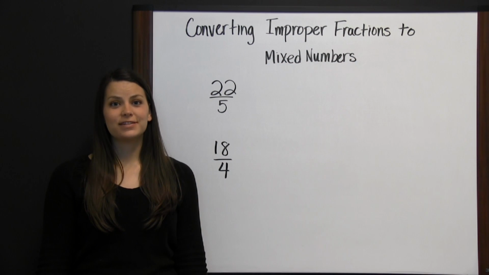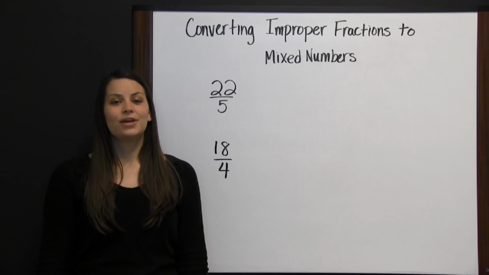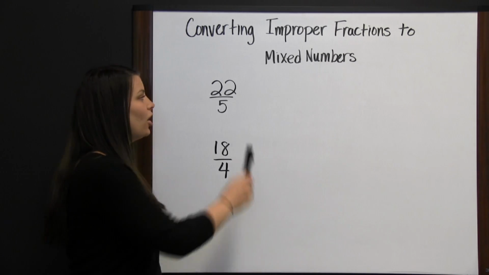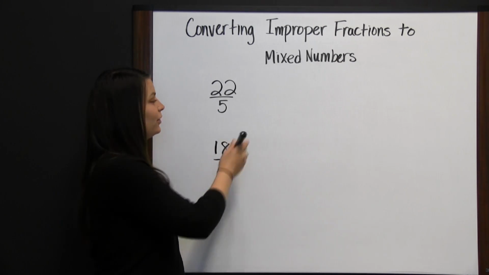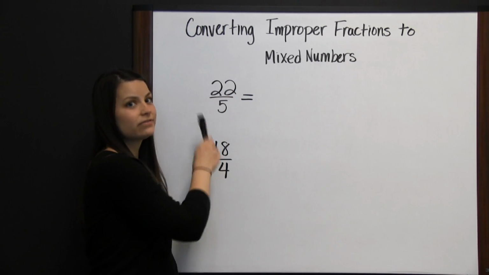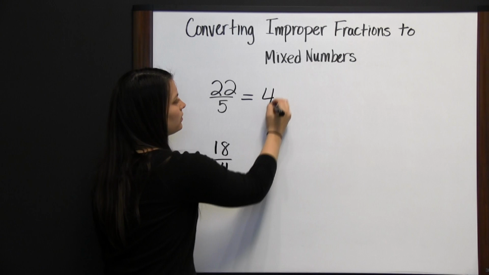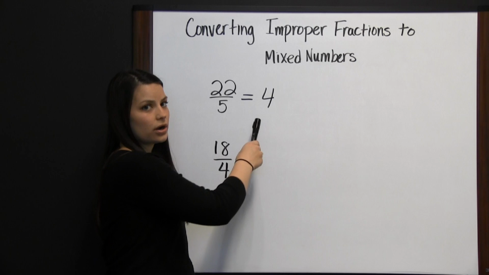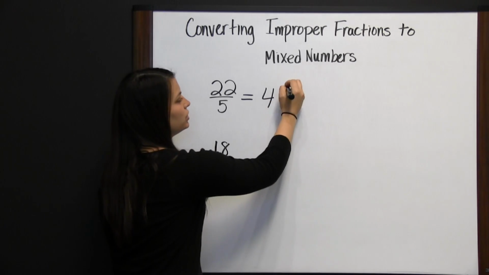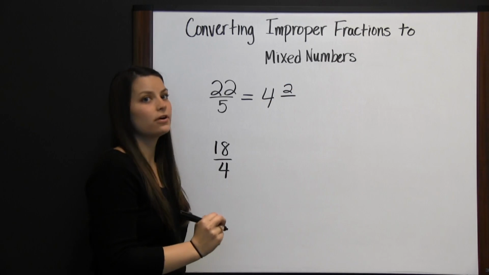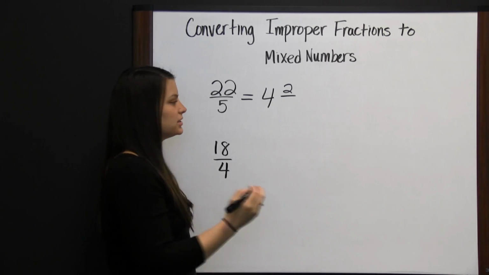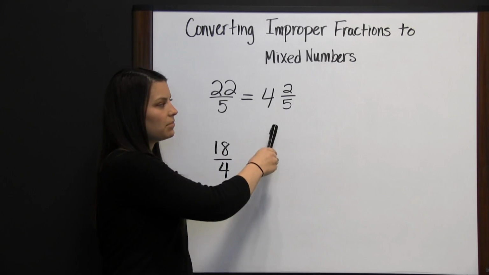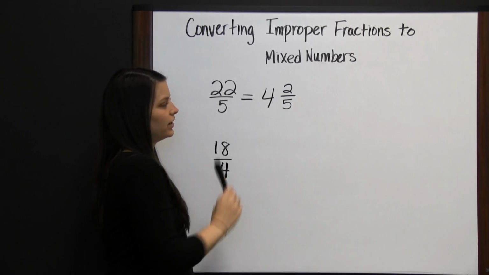Converting improper fractions to mixed numbers. To convert an improper fraction to a mixed number, first we're going to divide our numerator by our denominator. 22 divided by 5 is 4, with a remainder of 2. 4 is our whole number, while 2 is the numerator of our fraction, and the denominator stays the same. So 22/5 as a mixed number is 4 and 2/5.